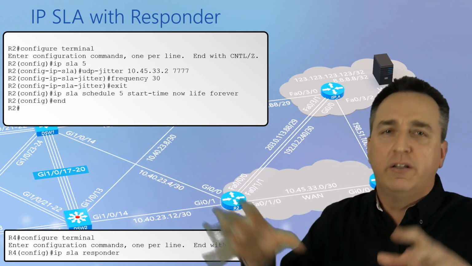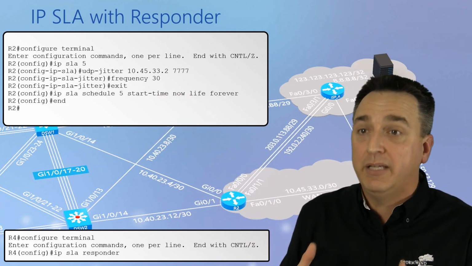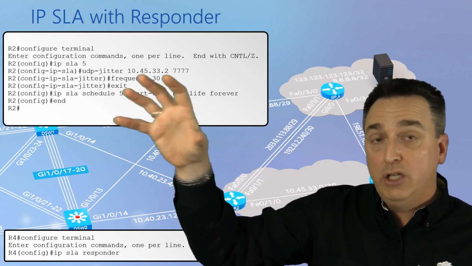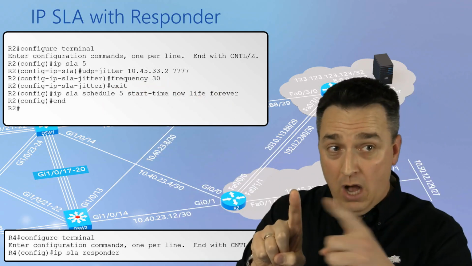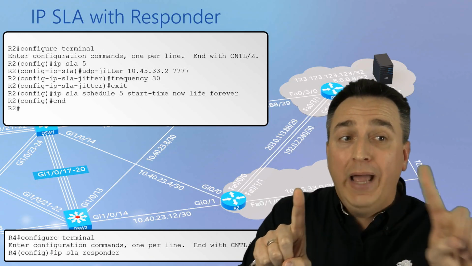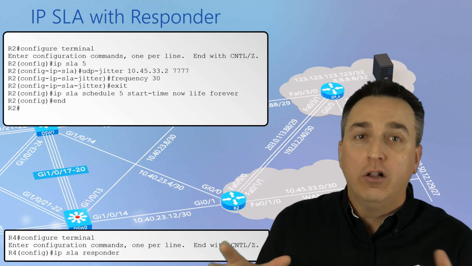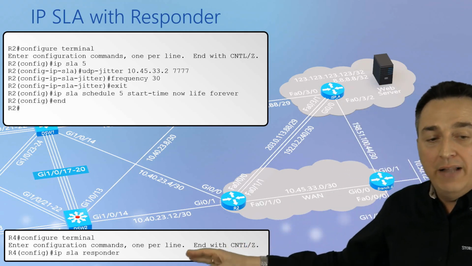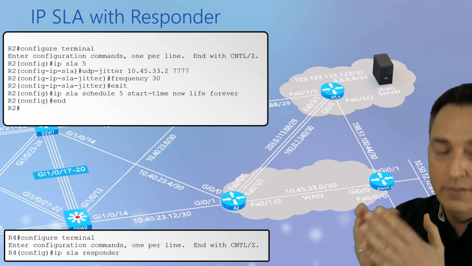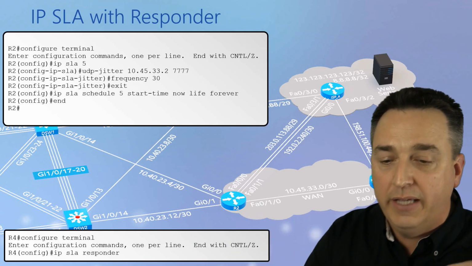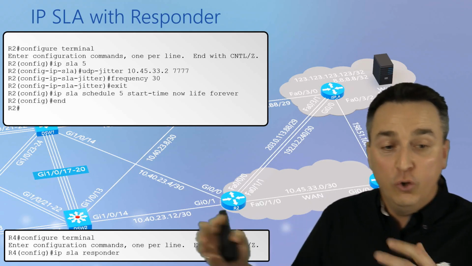I didn't go into the full configuration, but I'm mimicking a voice packet. That's what I'm mimicking in this case. And by using UDP jitter, I can keep track of things like round trip times, as well as one-way delay, one-way latency, one-way jitter, all of that stuff. But the device on the other side has to be a Cisco router or a Cisco device that understands IPSLA, right? If that's the case, you can accomplish this.